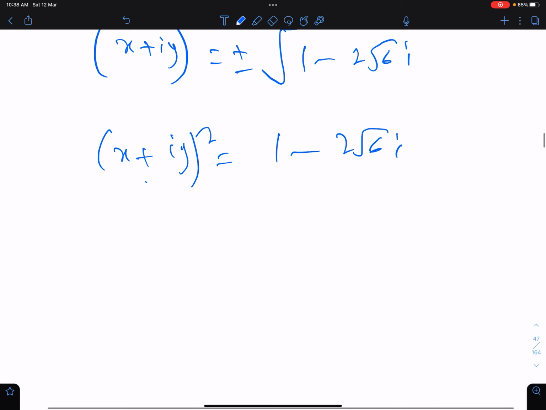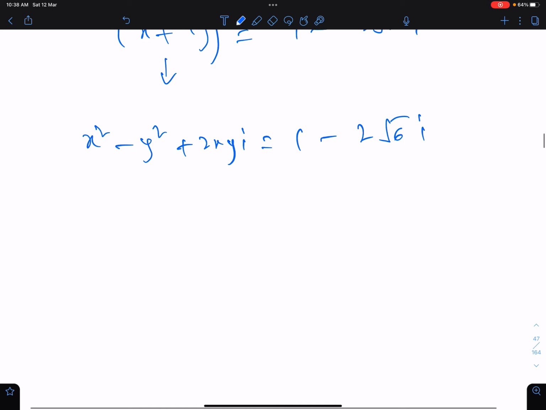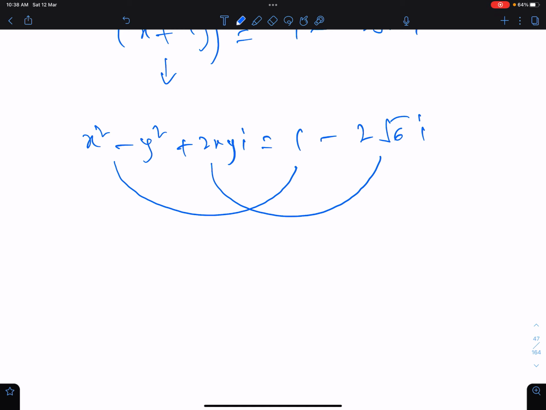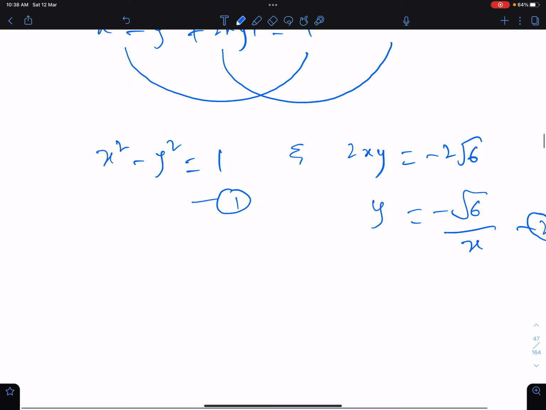Now we need to expand this expansion. x square minus y square plus 2xyi is equal to 1 minus 2 root 6i. Now we just need to equate real part with the real part and imaginary part with the imaginary part. So x square minus y square is equal to 1 and 2xy is minus 2 root 6. From this equation we can either find x or y. So y is minus root 6 over x. Now we just need to solve this equation and this equation for the values of x and y.